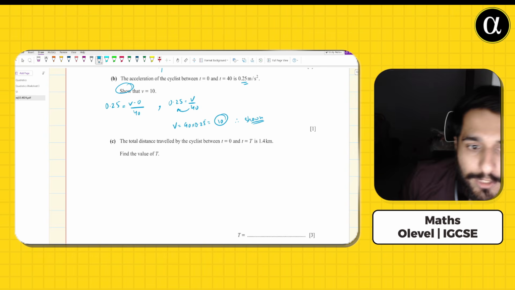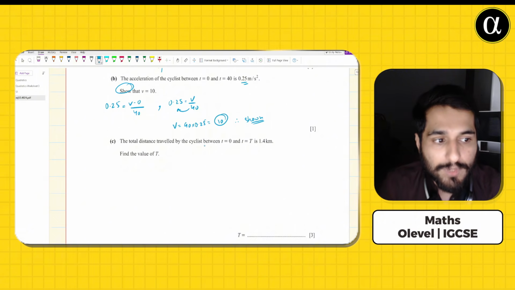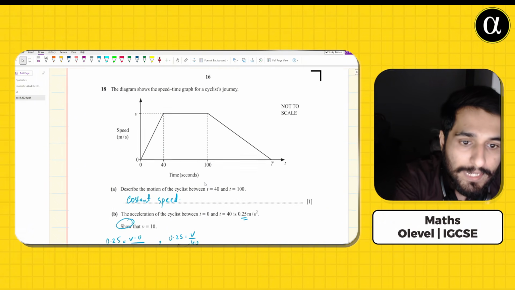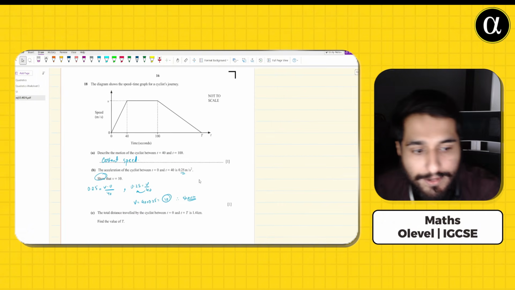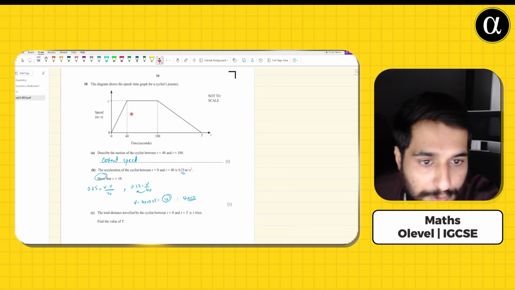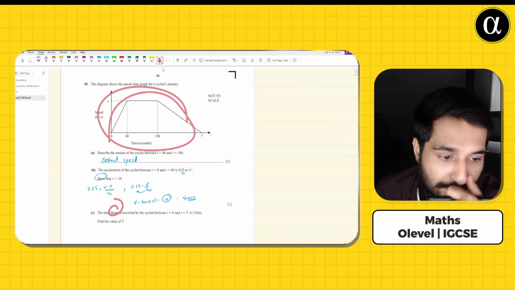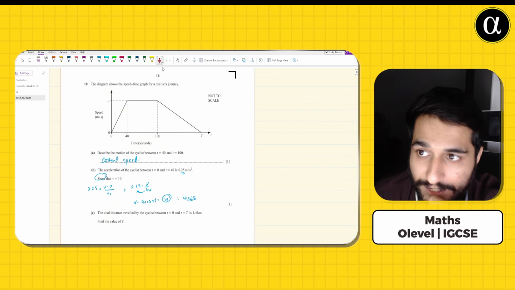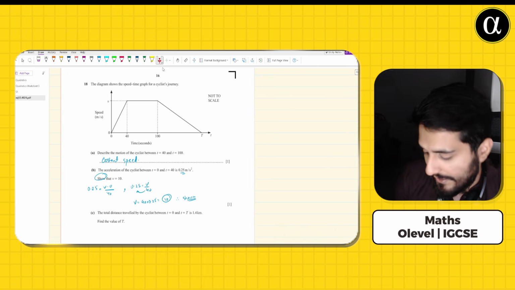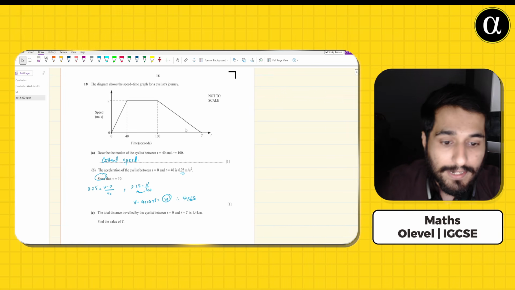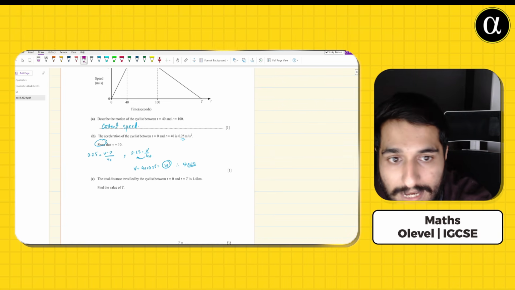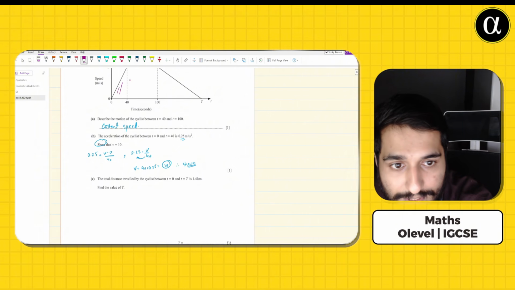Now part C says the total distance traveled by the cyclist between t = 0 and t = T is 1.4 kilometers. Over here, we need to understand that the total distance covered by the whole motion is 1.4 kilometers. Now how do you find distance? Distance can be found using the area under the graph, and let's have a look. So if we look at the area under the graph, we are supposed to find these areas.